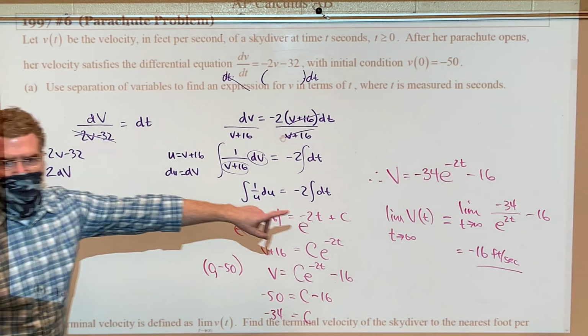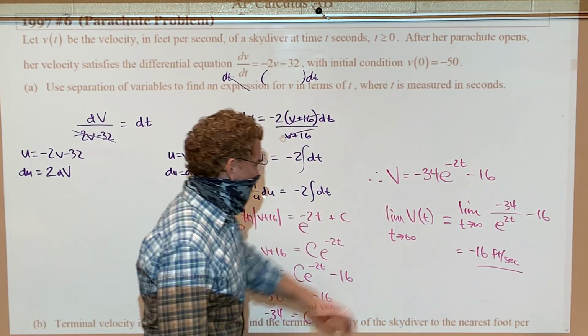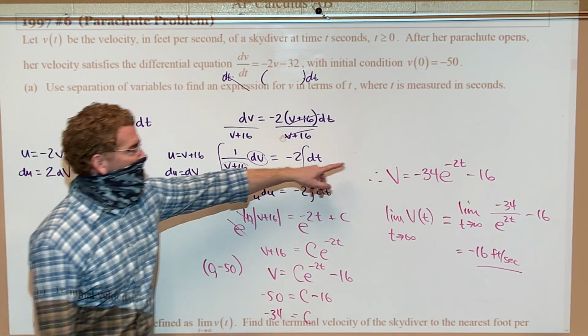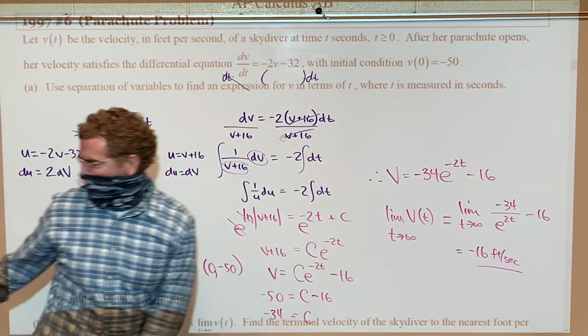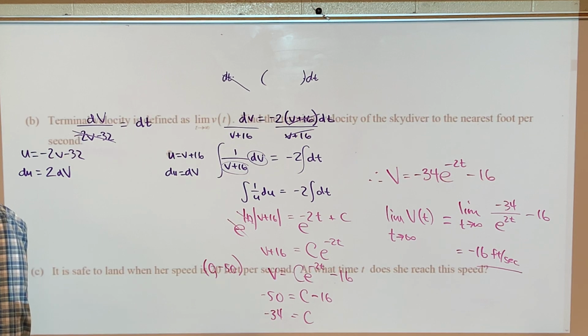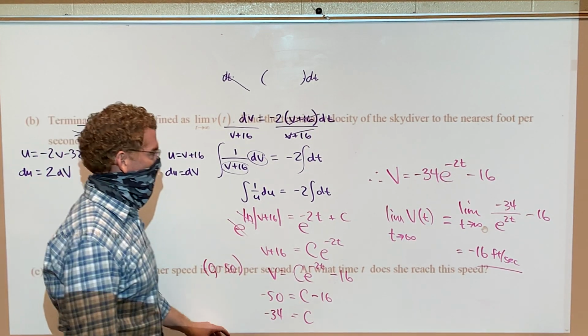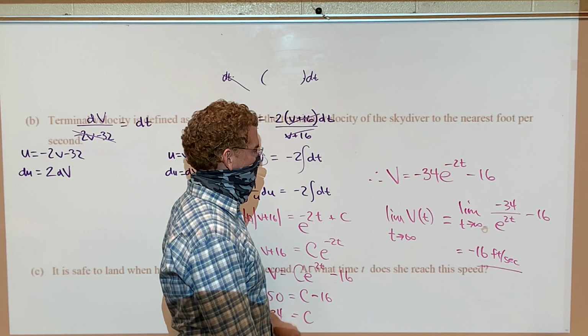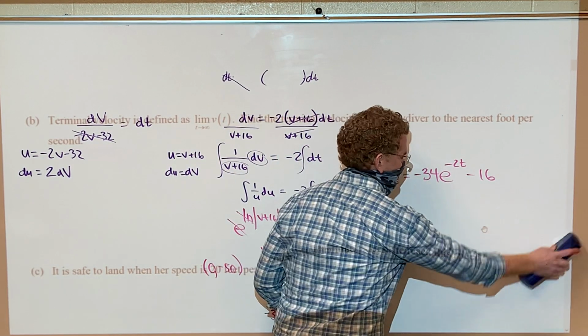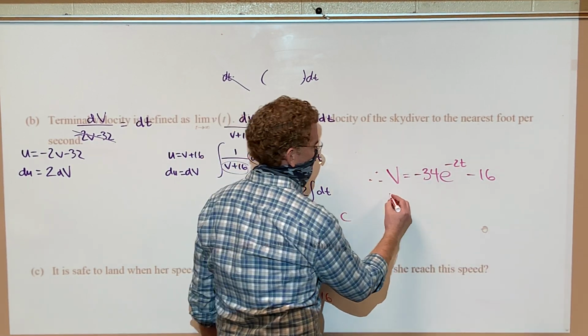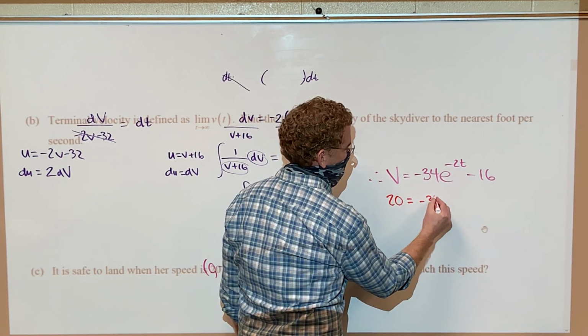Are y'all with me on this though? Okay, so there's my equation. There is my part B. And then it says it is safe to land when her speed is 20 feet per second. At what time t does she reach the speed? Plug it in, 20 feet. So if I plug in 20, I'm going to erase this velocity. If I plug in 20, I can solve.